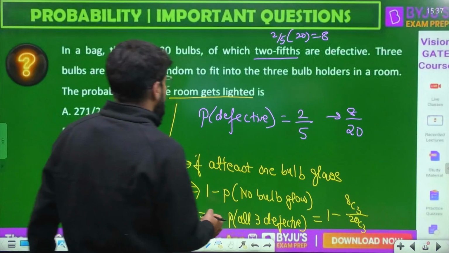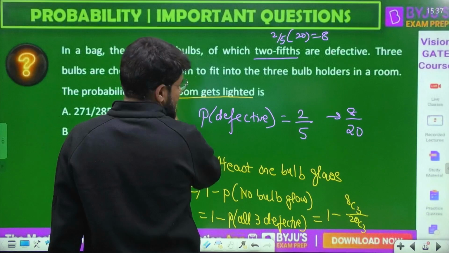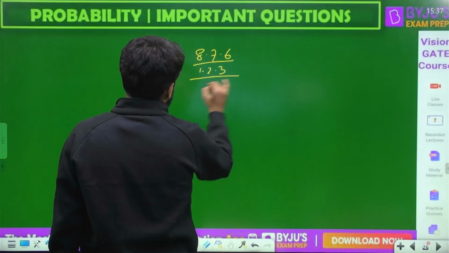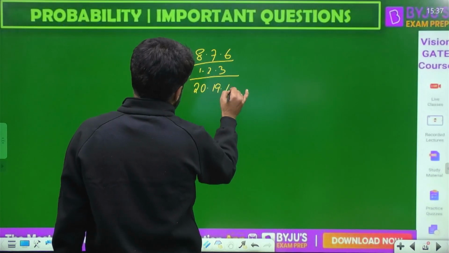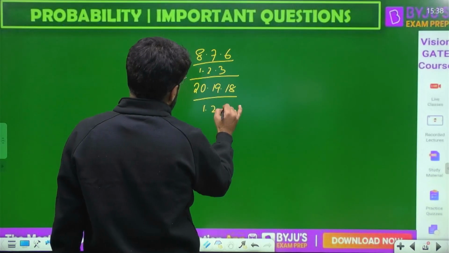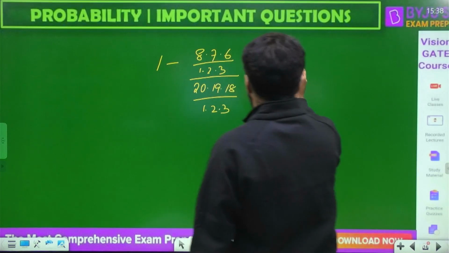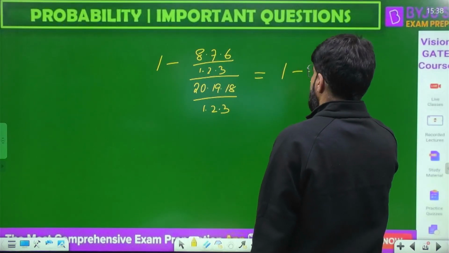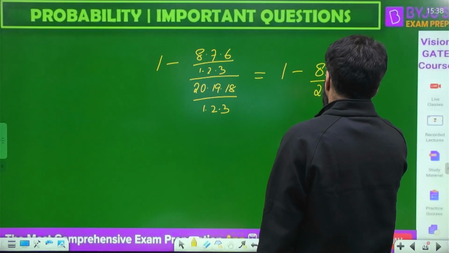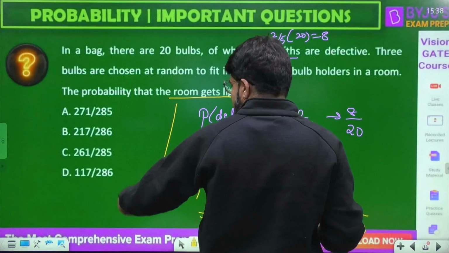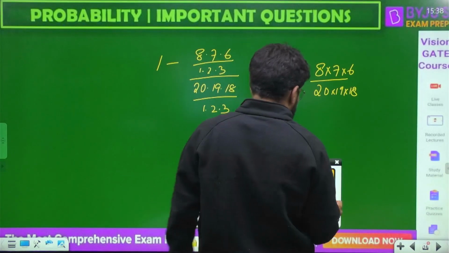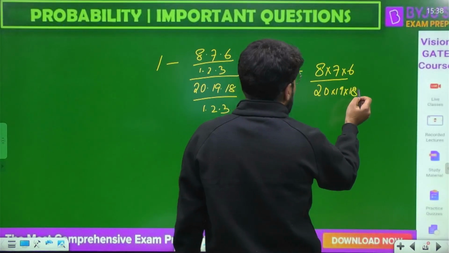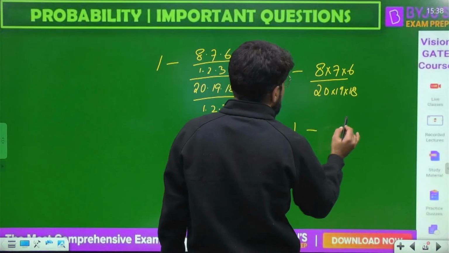If you want to complete the calculation, 1 minus 8C3, so 8 into 7 into 6 by 1 into 2 into 3, divided by 20C3, 20 into 19 into 18 by 1, 2, 3. 1, 2, 3 gets cancelled. So it should be 1 minus 8, 7, 6 by 20, 19 and 18. Options are in fractional form only, so we'll simplify this a little bit. This is cancelled as 3.